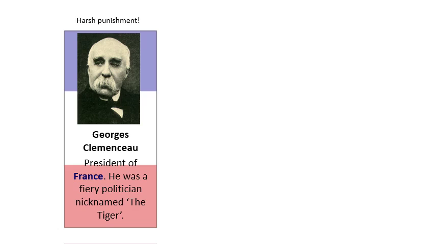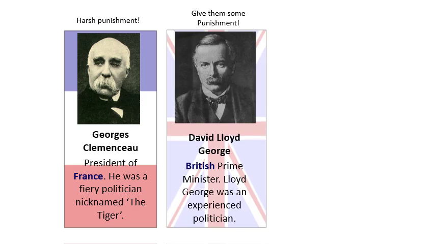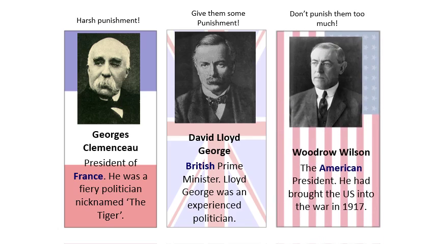So they really wanted to come down hard with Germany. Next up, we have got David Lloyd George. He was our British Prime Minister. He was a very experienced politician, and he was kind of in the middle. He thought that they should have some form of punishment, not too harsh, but at the same time, not too easy on them. And then our third one we've got is Woodrow Wilson.